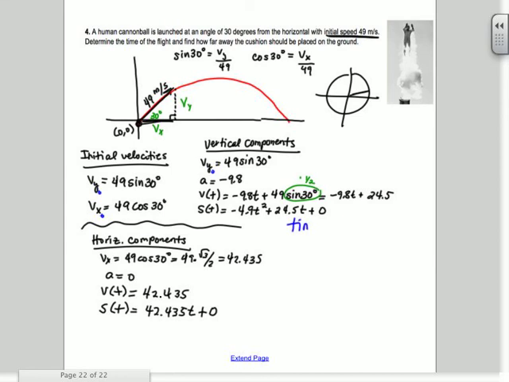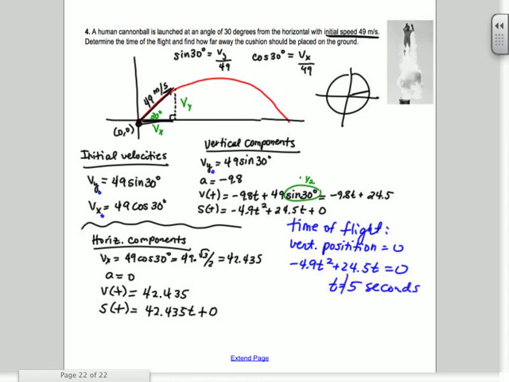Okay, so time of flight. What do we need to find for time of flight? Yeah, we want the vertical position to equal 0, right? So we want negative 4.9 t squared plus 24.5 t to equal 0. It works out very nicely. You can pull out the common factors and all that. T is 5. All right, so 5 seconds is the first answer.